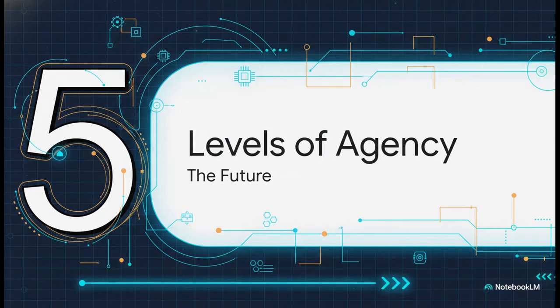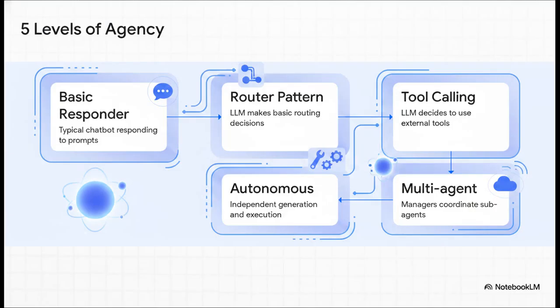And finally, part 5. Let's look at the levels of agency and where the future is heading. We can track AI's evolution through 5 distinct levels. Level 1 is the basic responder. That's your standard chatbot. Level 2 is the router pattern, where the system can make basic, predefined branching decisions. Level 3 introduces tool calling, giving the agent the power to decide when to pull in external resources. Level 4 is the multi-agent pattern we just looked at, with manager agents coordinating a team. And at the very top, we have Level 5, the autonomous pattern.